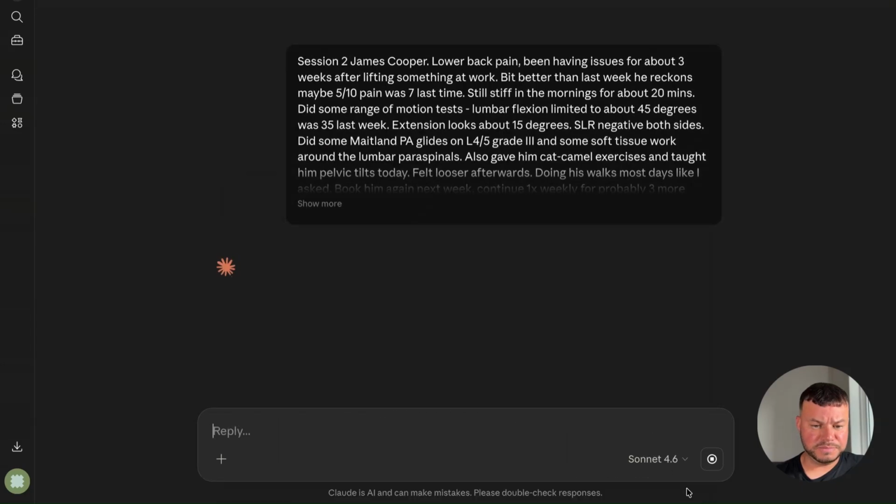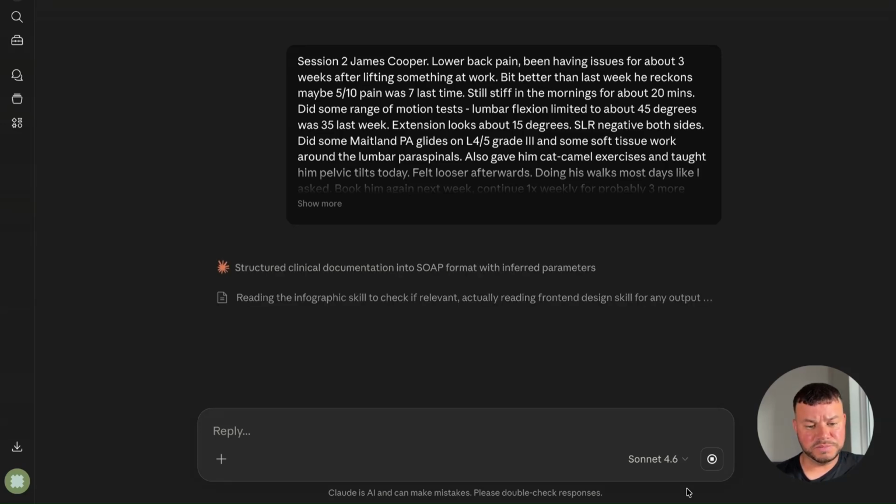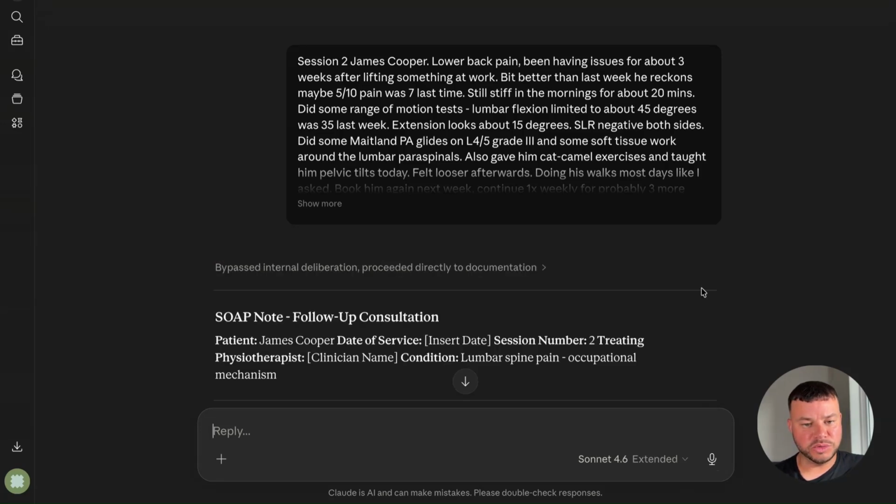Now, if I click enter, you can see Claude's going to start working pretty hard to turn these unstructured notes into something that's more compliant and ready for our documentation. Alrighty, so it looks like Claude is done here. So you can see what the notes were before, right?